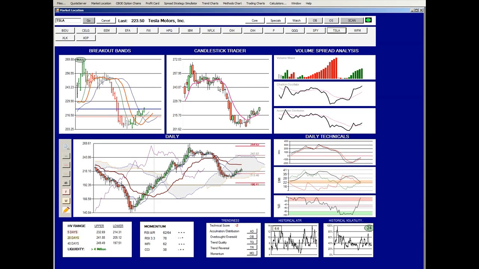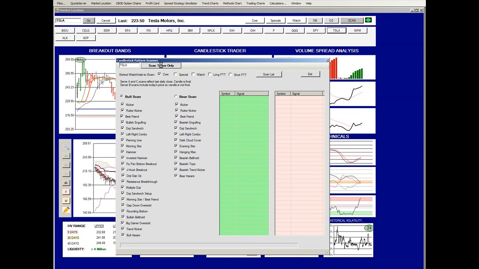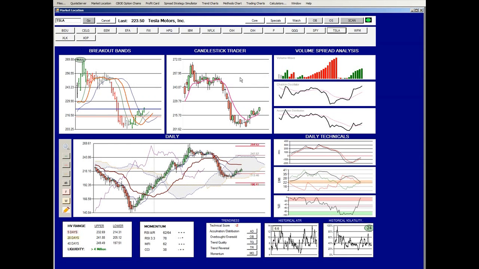Because we did a candlestick scan, the first thing we'll look at is the candlestick trader. These are basic candlestick bars, and this pink line is an 8-period exponential moving average, which has been popularized over the last couple years as a distinctly valuable adjunct to candlestick trading. If you right-click on the candlestick trader chart, you can do an individual candle scan of that ticker, and we see it's a resistance break. We'll see what that means.